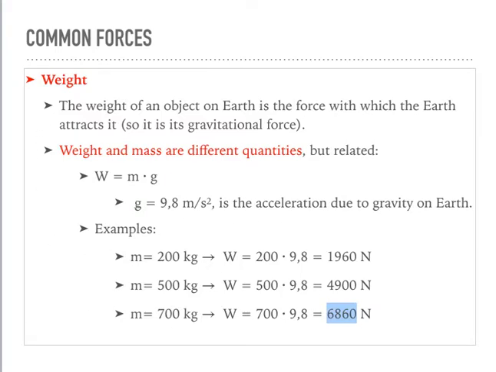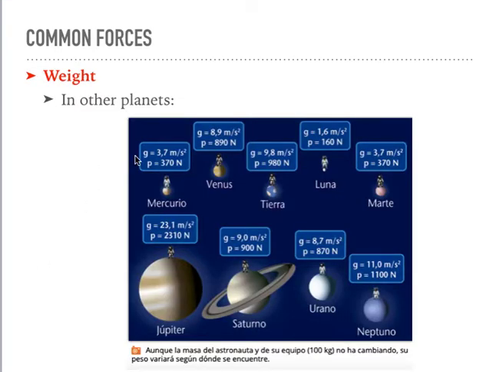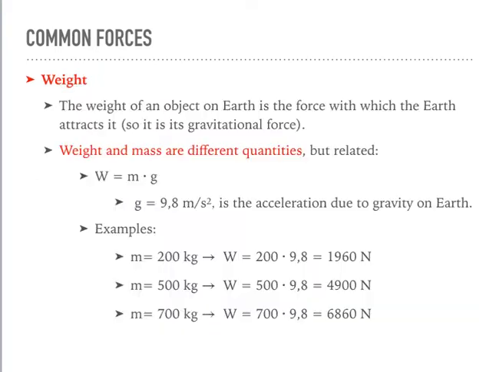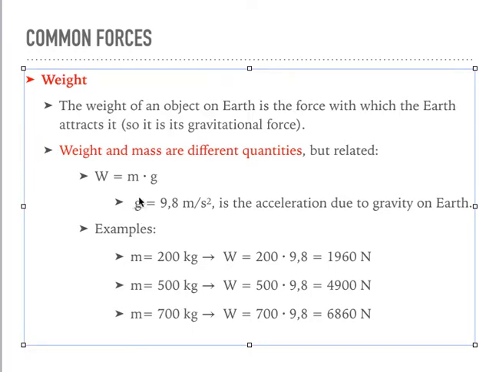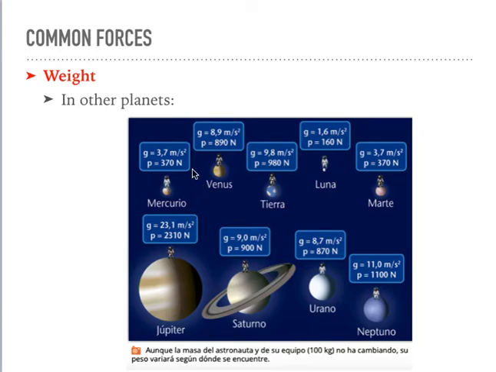That's the weight. But the weight changes on other planets. Maybe you have heard the weight of an astronaut is not the same on the moon as on Earth, and it's true because the gravity, so this g, the acceleration due to gravity, is different. And you can see it changes. The smaller the planet, the less g. And of course, Jupiter, this is something huge.